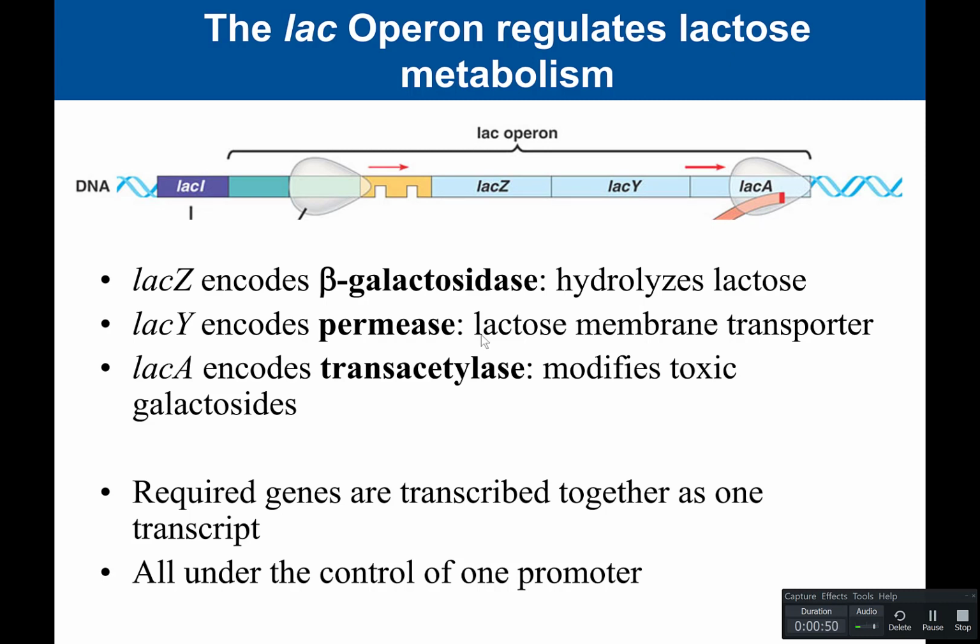Now, these required genes are transcribed together as one transcript, and they're all under the control of one promoter. So either they are all on, meaning all of those will produce proteins, or they are all off. And it makes sense. Their job is to coordinate in the metabolism of lactose. If lactose is present, we need to turn on expression of all 3. We need to have lactose get into the cell. We need to have lactose be metabolized. So we need all 3. And so they're all controlled by one promoter.